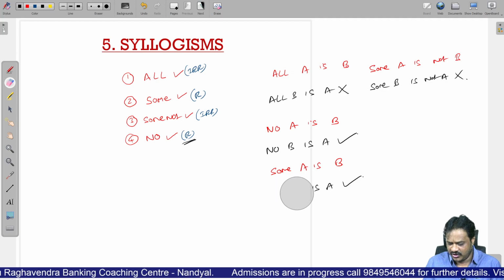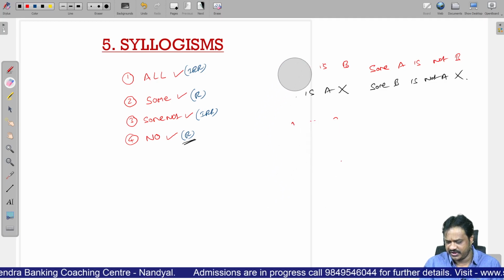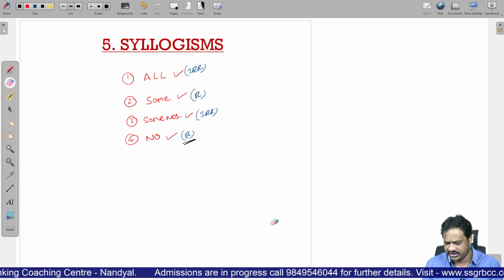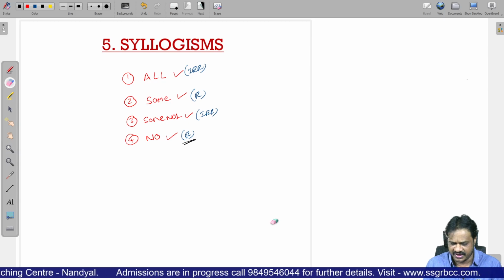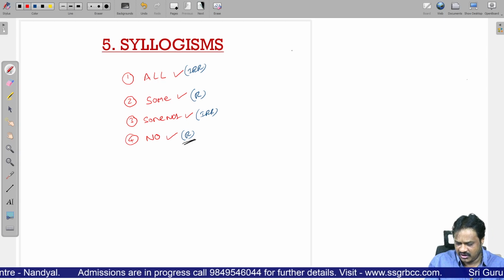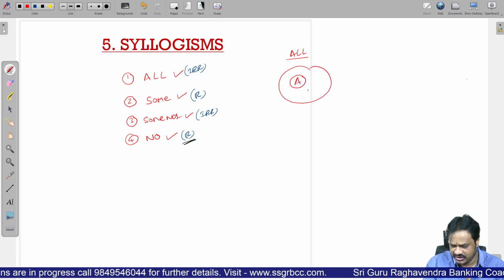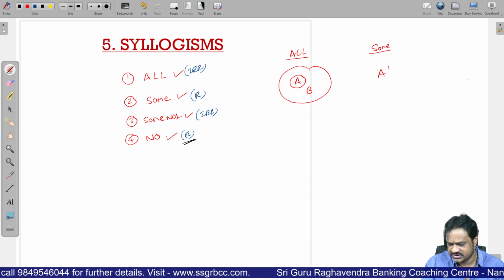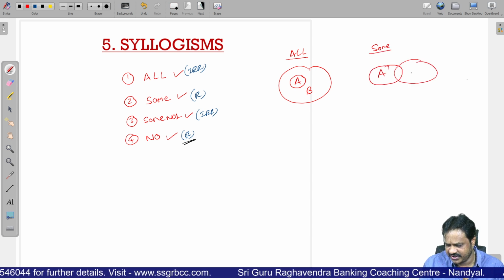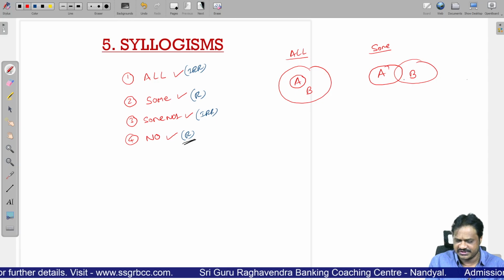So there are two reversible and two irreversible statements. Now, how to represent these in the form of a diagram? Generally, we will be doing the syllogisms in the form of the diagram. See, all. First, I will explain about all. All A is B. Then some. Some A is B. This is how you represent some A is B.